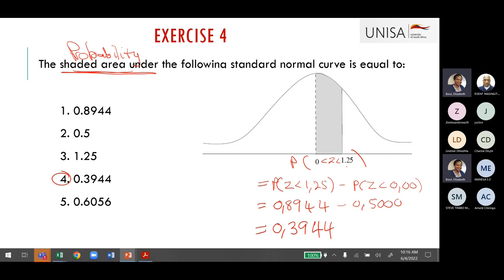So it means they're not expecting me to calculate the mean and the standard deviation to answer this question, to find the Z, because they gave me my Z values. Okay, and you just say, oh, the shaded area is between two values. So you just put the probability of between two values and answer the question.